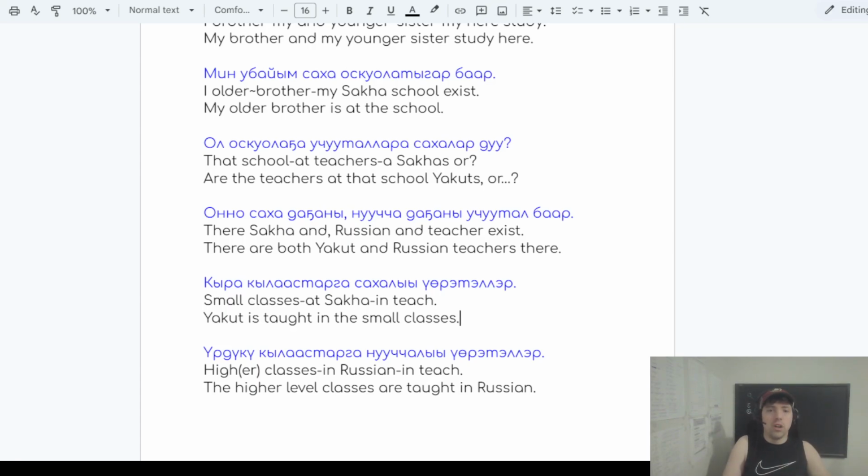Then we have urduku, kalastarka, nuchalı, öğretirler. The higher level classes are taught in Russian. Urduku, kalastarka, nuchalı, öğretirler. All right.